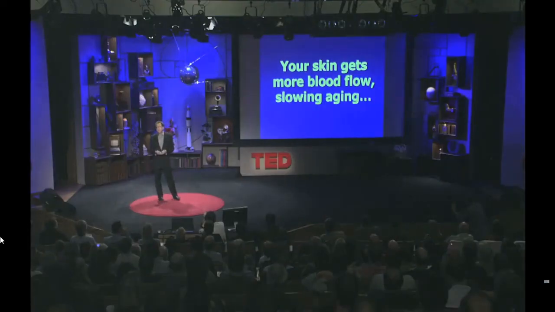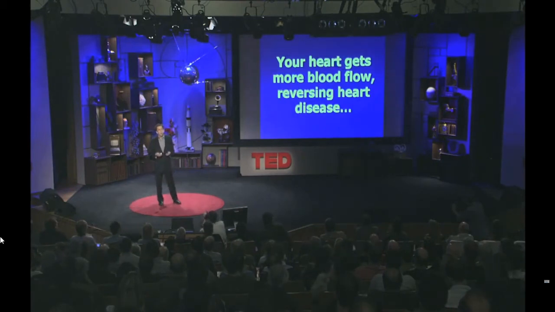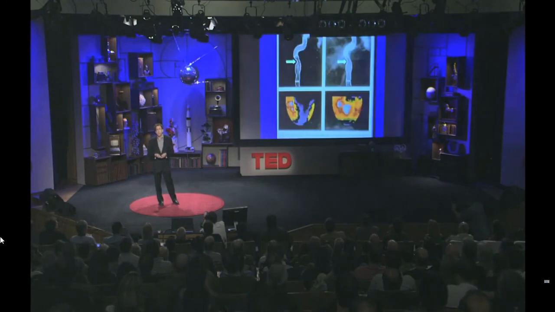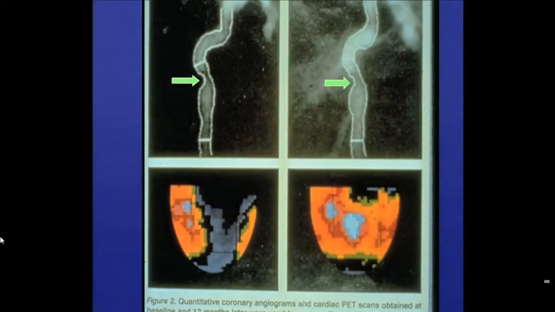Your skin gets more blood flow when you change your lifestyle, so you age less quickly, your skin doesn't wrinkle as much, your heart gets more blood flow. We've shown that you can actually reverse heart disease, that these clogged arteries that you see in the upper left, after only a year become measurably less clogged. And the cardiac PET scan shown in the lower left, the blue means no blood flow, a year later, orange and white is maximal blood flow.